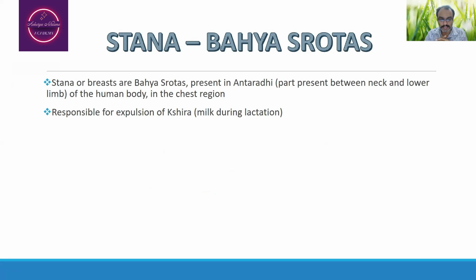When you think about the breasts, they are considered to be the two bahya srotas present in the human body. Specifically, the functional breasts are present in the females, present in the antaradhi, the part present between the head and neck and the lower limb, specifically in the urus region. This is actually responsible for the expulsion of kshira during the lactation period.